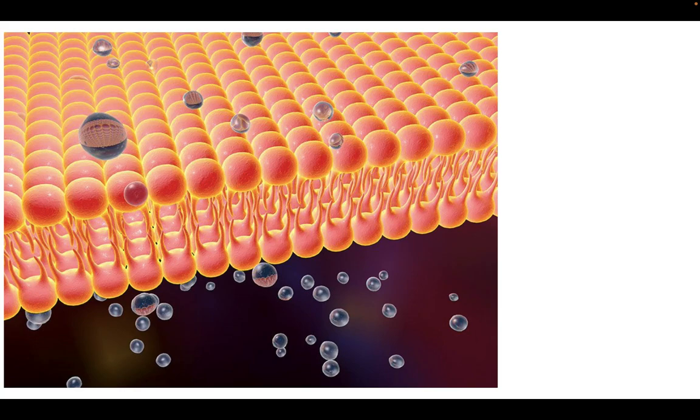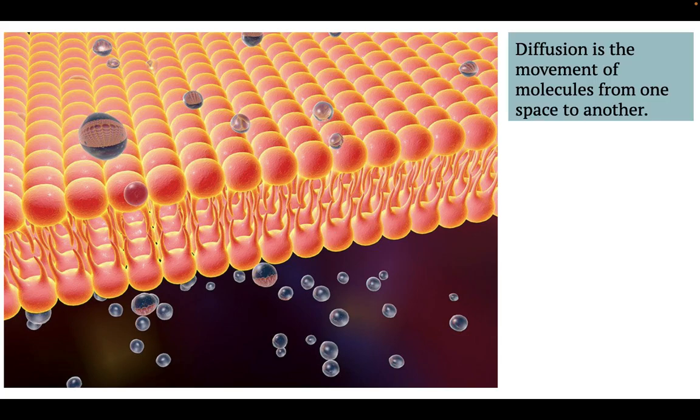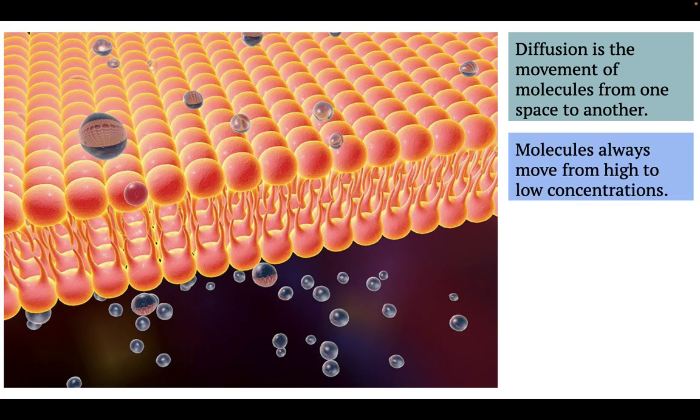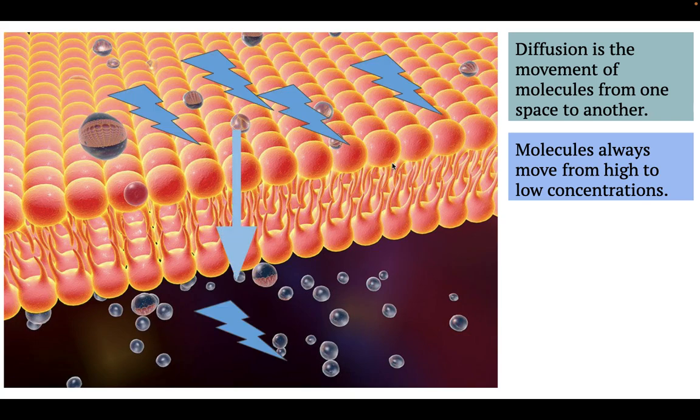Now, in terms of the phospholipid bilayer, one of the main functions of it is to regulate an internal environment separated from an external environment. And things are either going to get in or out of the cell through this membrane using a process known as diffusion. And diffusion is just the movement of molecules from one space to another. And this is primarily based off of concentrations. So if we have a lot of molecules outside of the cell, they're going to want to enter the cell based on differences in concentration.